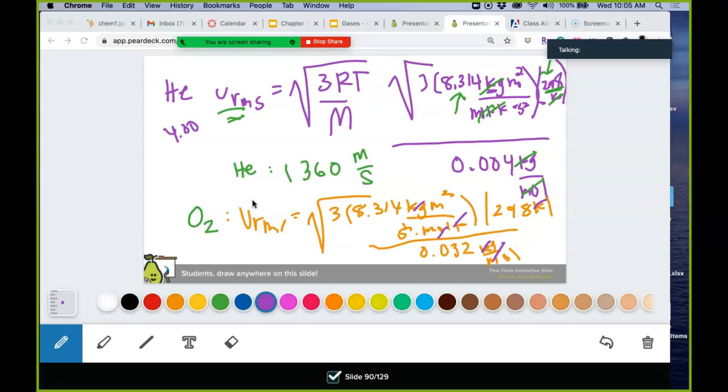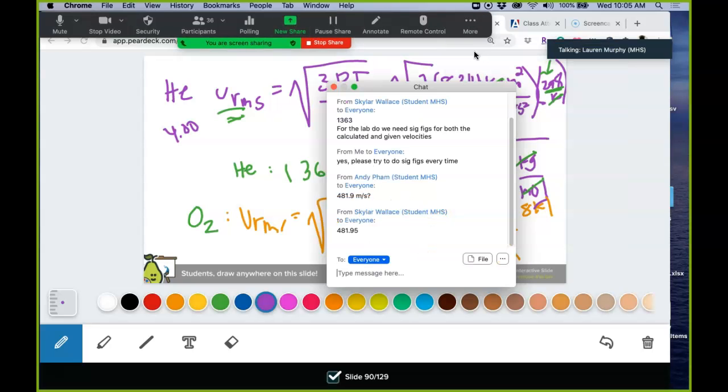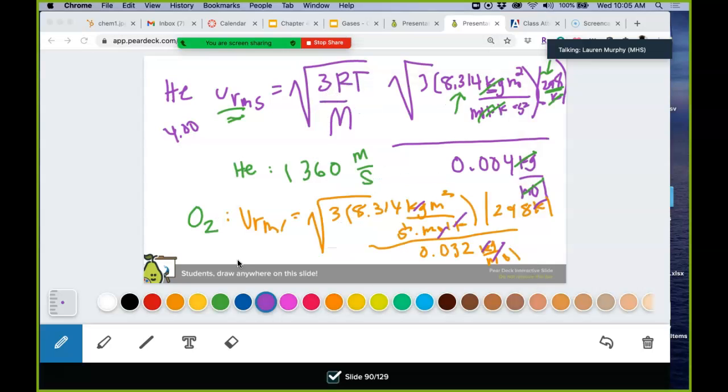It's a smaller number. I don't remember from last class what it was. Anybody? 481? Okay, so let's see. 3 sig fig, so we'll call this 482 meters per second.